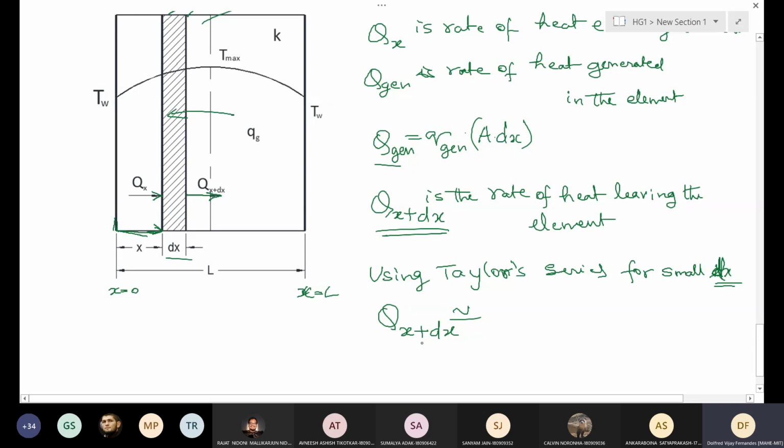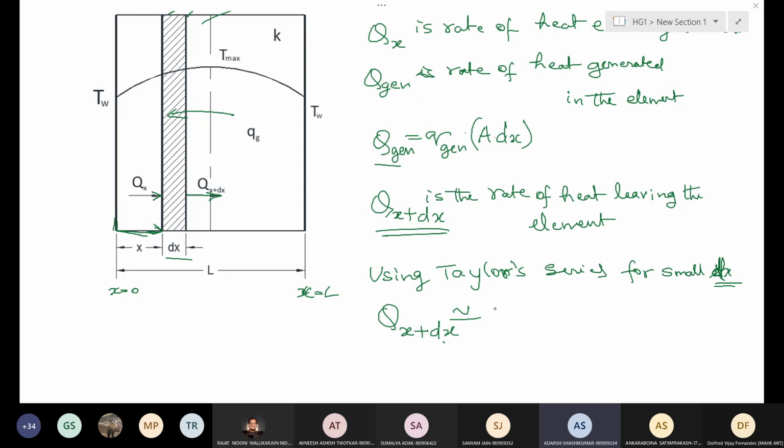Okay, so then what can you say? Q at x plus dx is equal to? You have to tell me. Come on, we have done this before. Adarsh? Yes, sir. How do you expand this? Q at x plus dx.